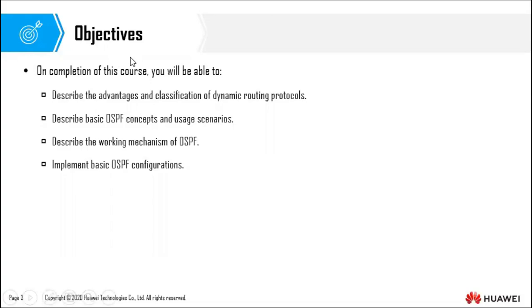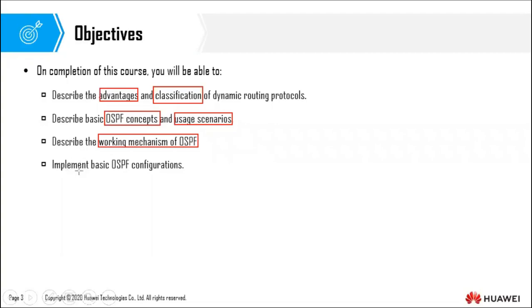At the end of the topic, you'll be able to describe the advantages and classification of dynamic routing protocols. The second point, you'll be able to describe basic OSPF concepts and usage scenarios. The third one says you'll be able to describe the working mechanism of OSPF. And lastly, we'll be able to implement basic OSPF configurations. OSPF configuration. So that is what we're going to be doing in this particular chapter.